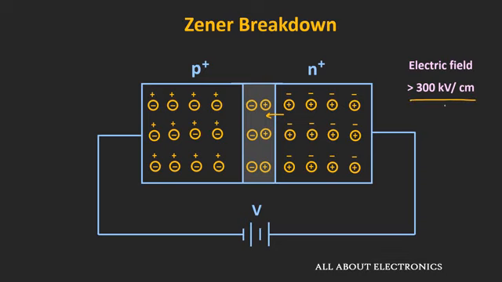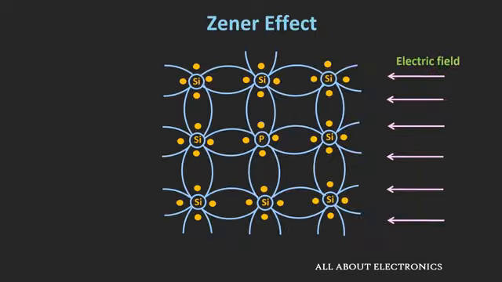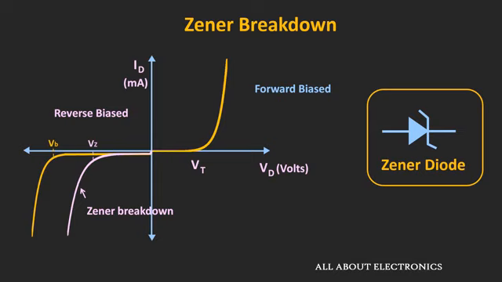And at one particular voltage, it will become so strong that it can knock out the bound electrons of the silicon atom. So due to this very strong electric field, many charge carriers are generated, and due to the very narrow depletion region, they can tunnel through it and reach the other side of the depletion region. So in this way, due to the very high electric field, many charge carriers are generated in this depletion region, and suddenly a lot of current starts flowing in the reverse direction.